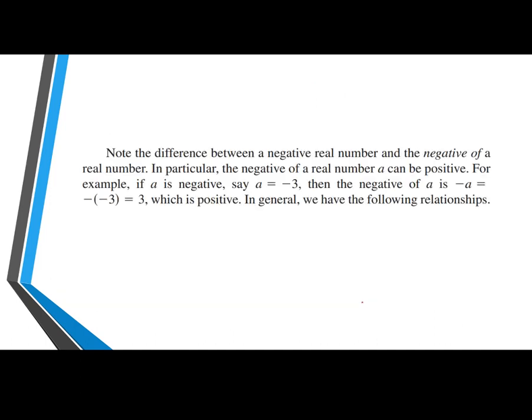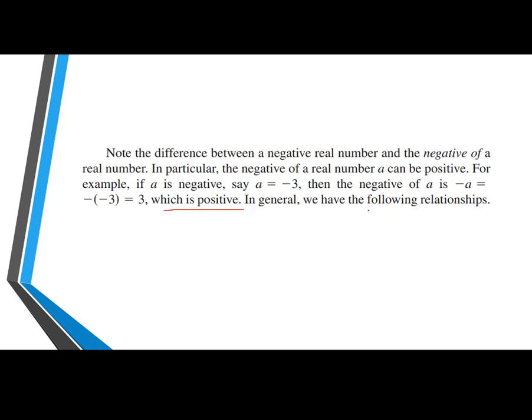So note the difference between a negative real number and the negative of a real number. In particular, the negative of a real number A can be positive. For example, if A is negative, say A is equal to negative 3, then negative A is equal to the negative of negative 3, which is equal to 3, which is positive.